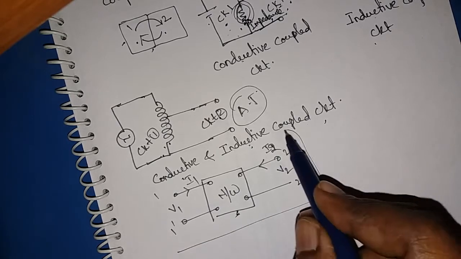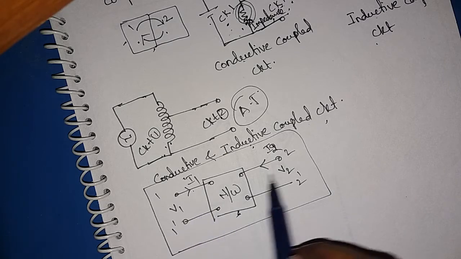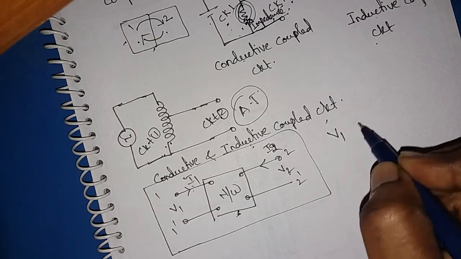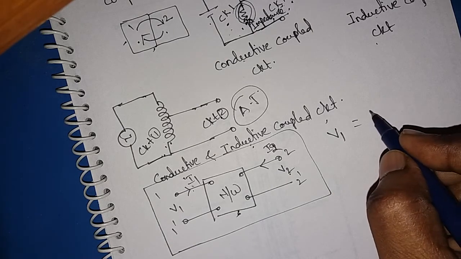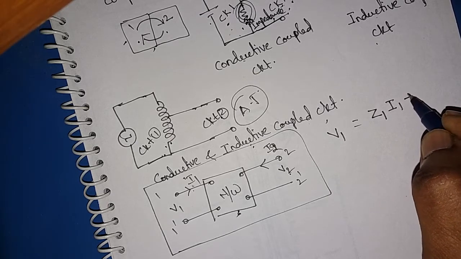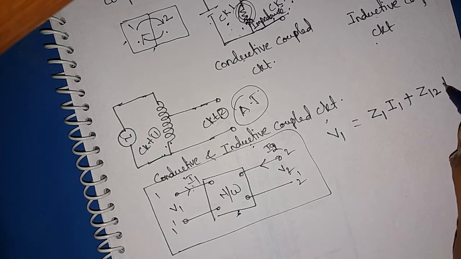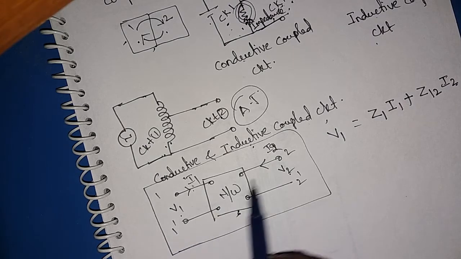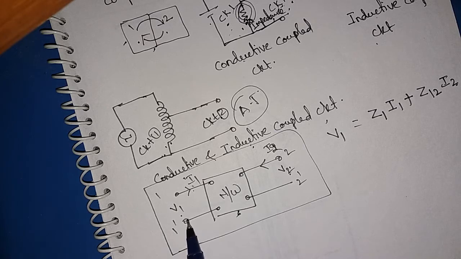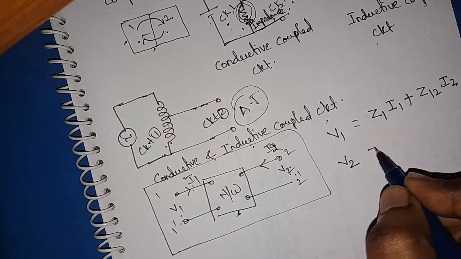Hence I used to write the equation for this network in terms of V1 in terms of I1 and I2, and V2 in terms of I1 and I2, as V1 is equal to Z11 into I1 plus Z12 into I2. That means Z12 is the transfer impedance, the energy transfer from first port to second port, or first circuit to second circuit.